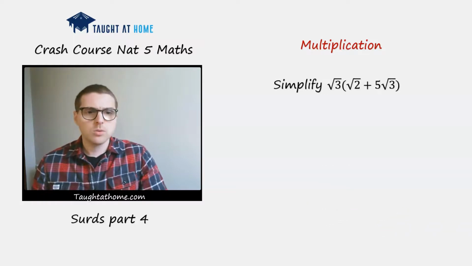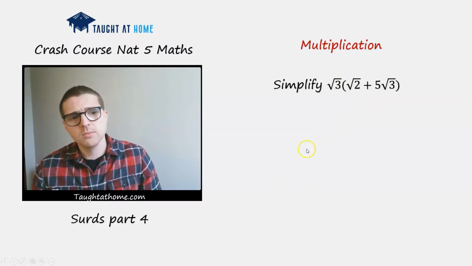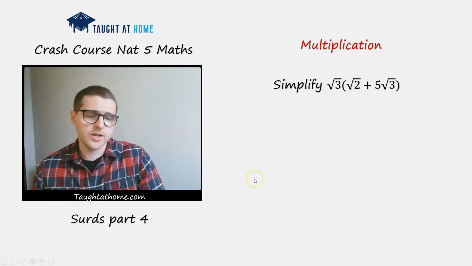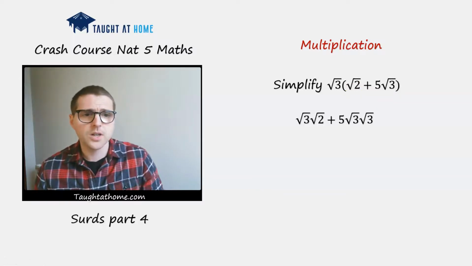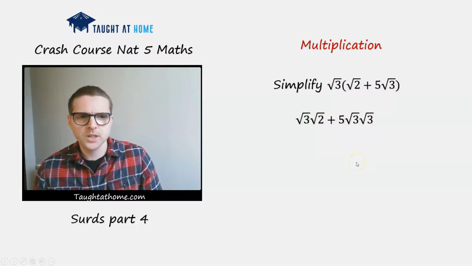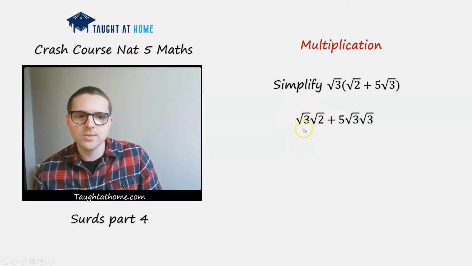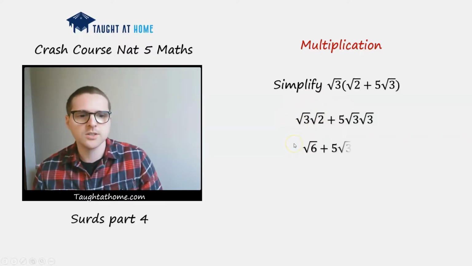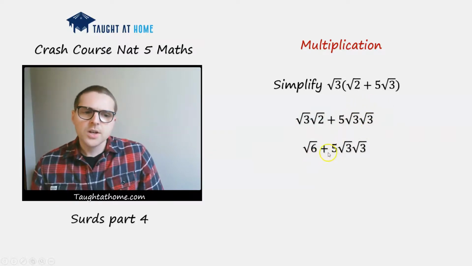Here's another example. Simplify root 3, and then in brackets root 2 plus 5 root 3. So we're going to distribute this root 3, and we're going to expand the bracket. So we've got root 3 times root 2 plus 5 root 3 times this root 3. There's a few things that we have to do here. First of all, let's sort this out. We know that root 3 times root 2 is the same thing as saying the root of 3 times 2. So that's going to be root 6 plus this right hand term here.